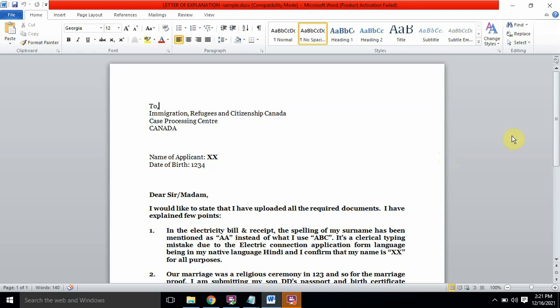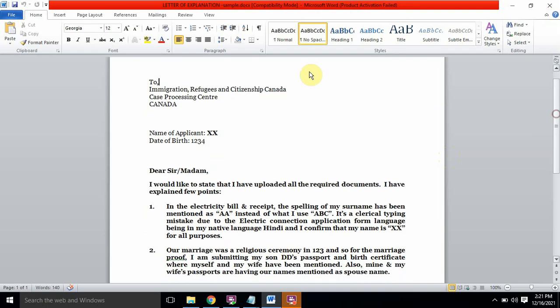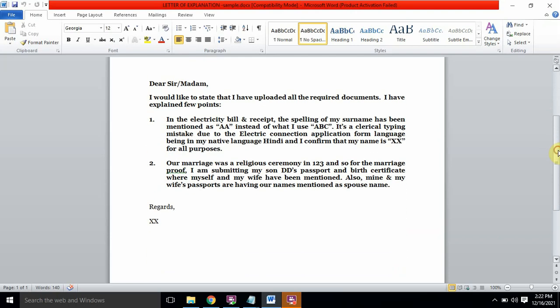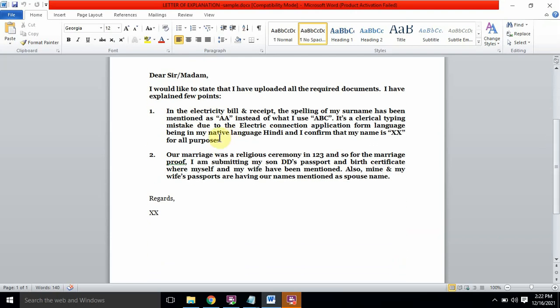This is the standard format. You need to first write the "To" part, then the name of the applicant. This is the name of the primary applicant of the application. If two people are applying in the same application, you need to attach this letter only once, and the name should be of the primary applicant, along with the date of birth of the primary applicant. Now the salutation, dear sir or ma'am, whatever it is, I would like to state that I have uploaded all the required documents. I have explained a few points.